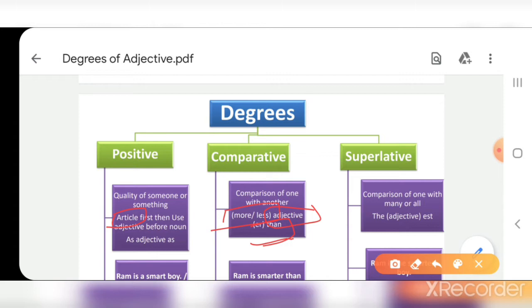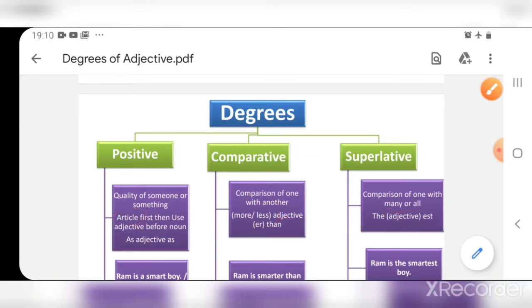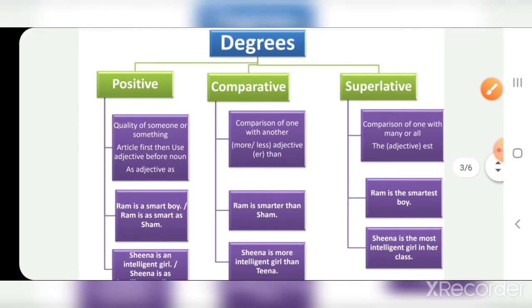We are going to learn when to use more and when to use er in the next slide. Then in superlative degree, we use the. The article is a must in superlative degree and then adjective and then est. Now let's learn the examples of these.